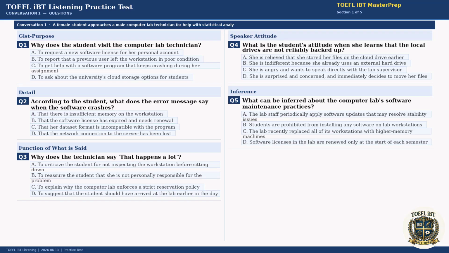Conversation 1. You will hear a conversation. A female student approaches a male computer lab technician for help with statistical analysis software that keeps crashing while she works on a class assignment due the following morning. First, you have some time to look at the 5 questions.